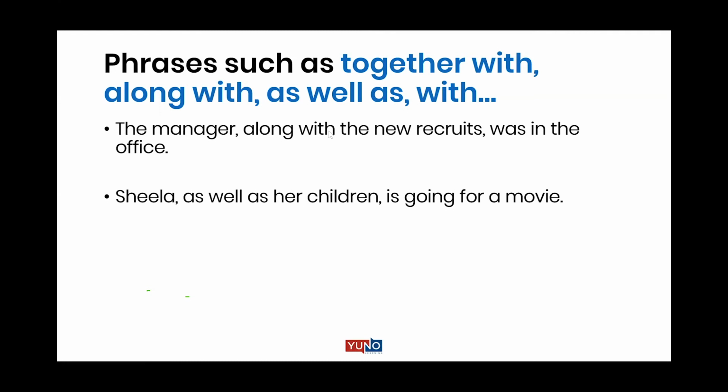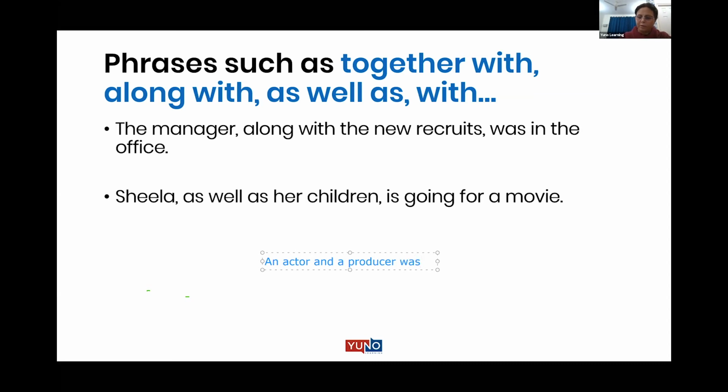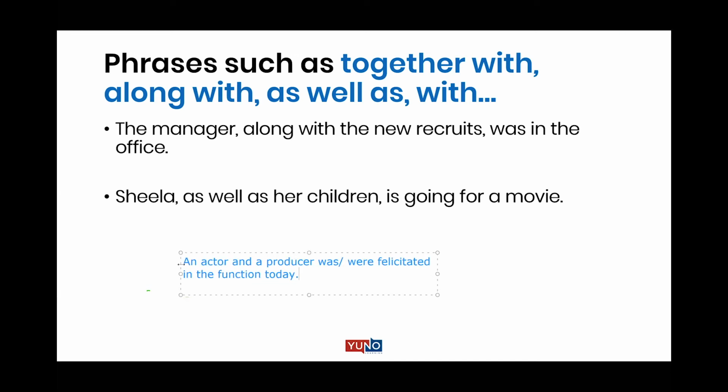Okay, but he used live, right? We have to use lives, right? There are two persons. I'm giving you a different example. Here, I'll write it over here. If I put an actor and a producer, a film producer, that's what we mean. An actor and a producer was or were felicitated in the function today. What should it be? Was felicitated or were felicitated? Were, because we are talking about two different persons.